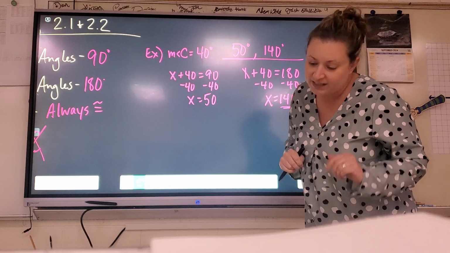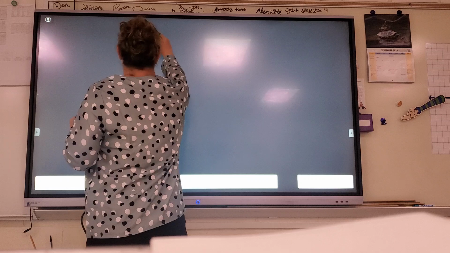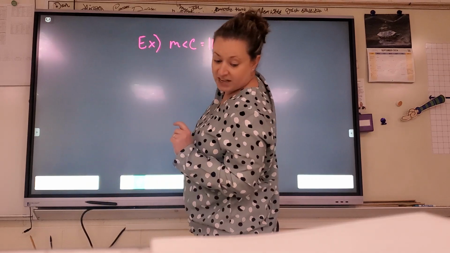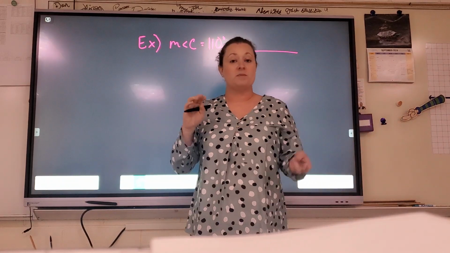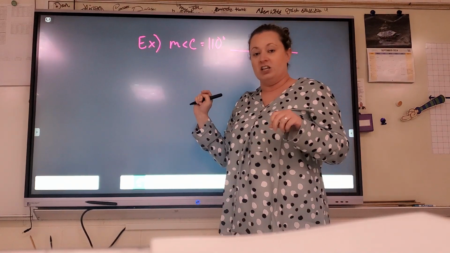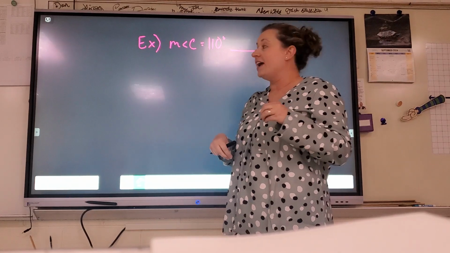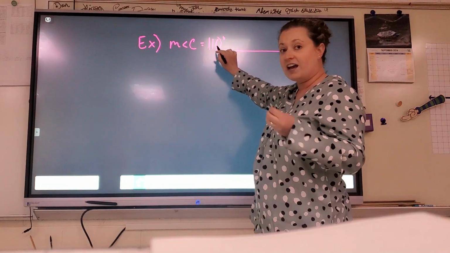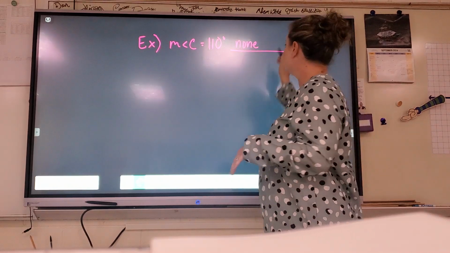I think there's one. Yep, there's one that looks a little crazy. So, for example, let's say the measure of angle C equals 110. Same question, what's the measure of a supplement? What's the measure of the complement? The thing is, if we were going to add something to 110 to be 90 degrees, it's going to have to be a negative number. And we can't have a negative angle. So in this case, since this angle is already over 90 degrees, there is no complement. So we would put none for that part.